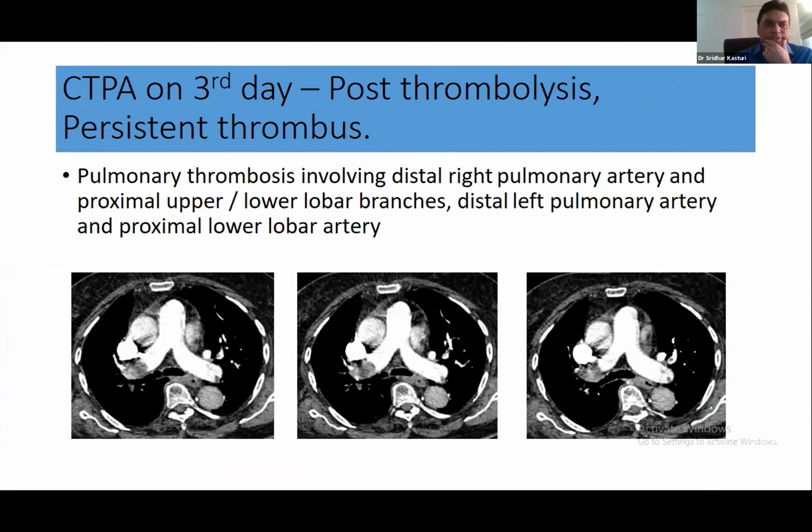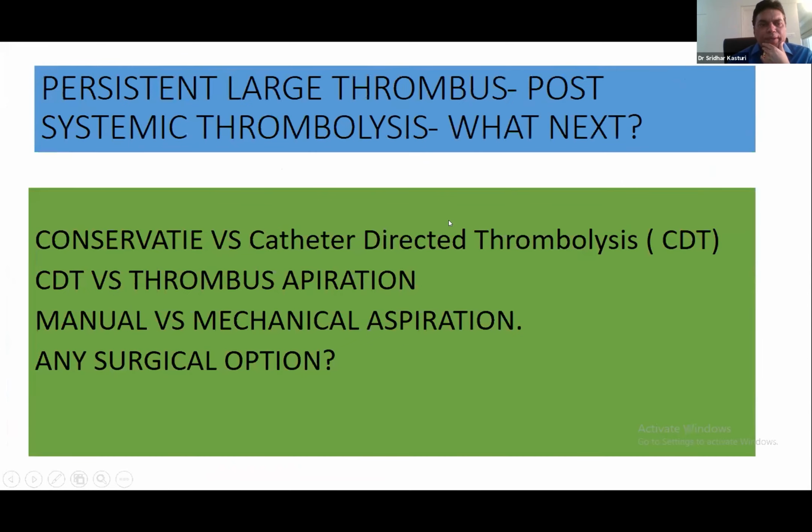of cardiovascular symptoms. So post thrombolysis, you see the large thrombus. You can see a very big thrombus. Still, residual thrombus is there in the right pulmonary artery and the proximal, upper and lower branches. So we gave thrombolytic therapy, systemic thrombolysis. What next? We have to think. Shall we go with only anticoagulants? Or is there any role of catheter-directed thrombolysis?